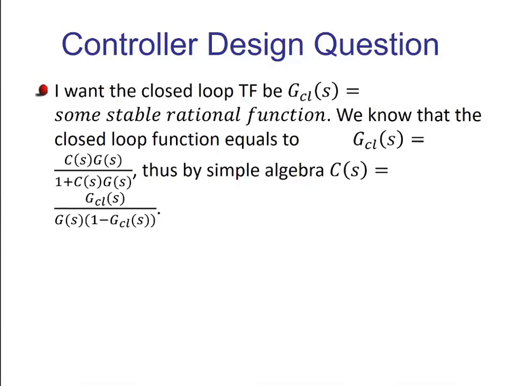From that expression, we can find C. By algebra, you just multiply that thing by that thing, and it equals that thing, then doing some algebra moving sides and finding basically C of S. That's what you do. C of S equals G of closed loop divided by G of S times 1 minus G of closed loop. So G of closed loop is what you want. This is what you have in open loop. Found the controller. What's wrong with that? Why are we not doing that? Why do we need all those Bode, Nyquist, other headaches? What's wrong with that one?